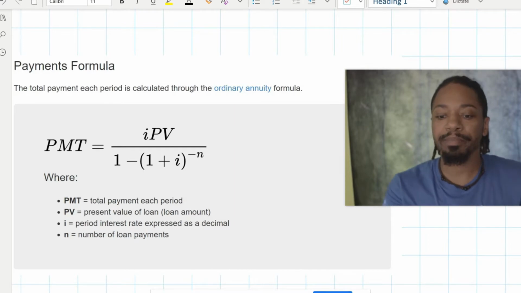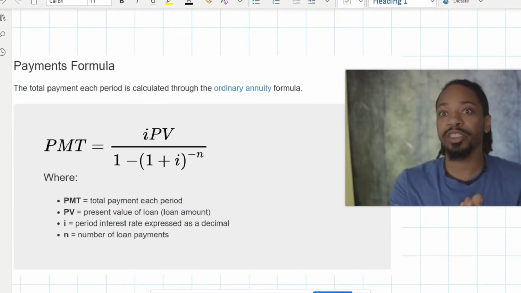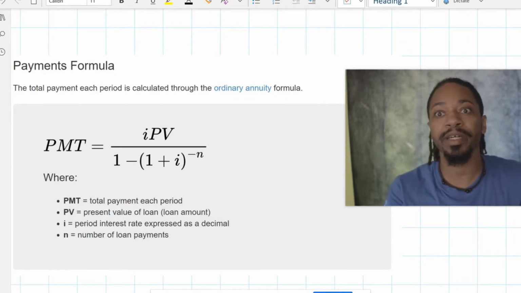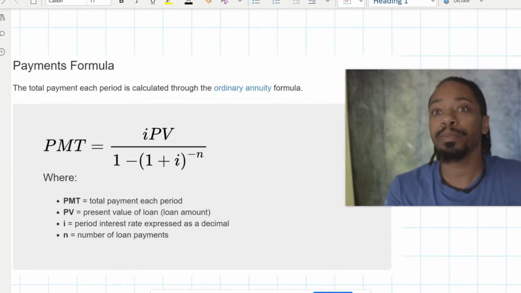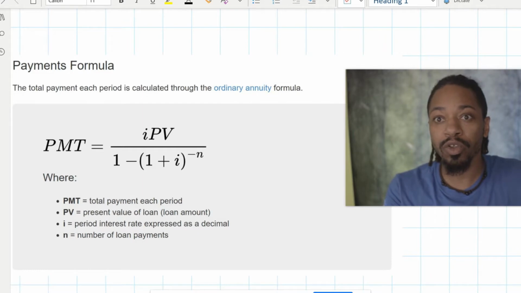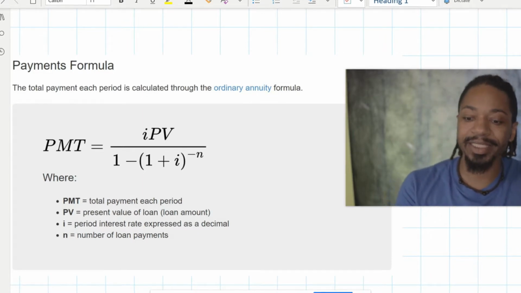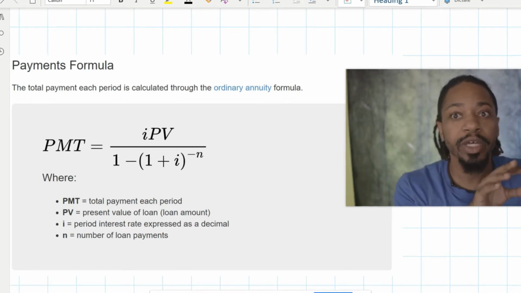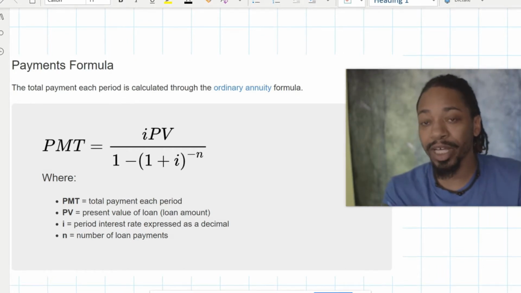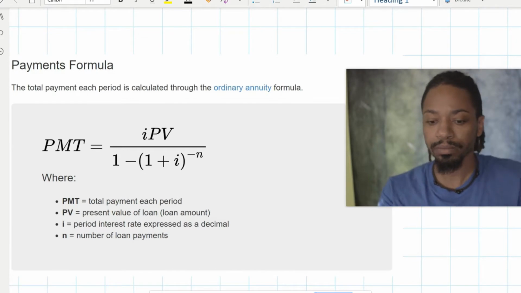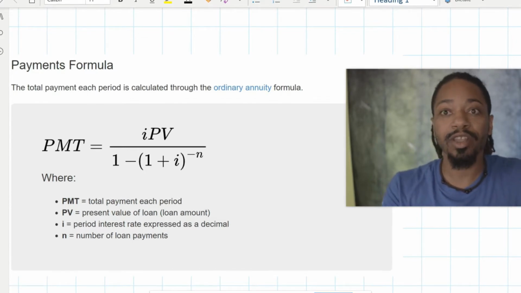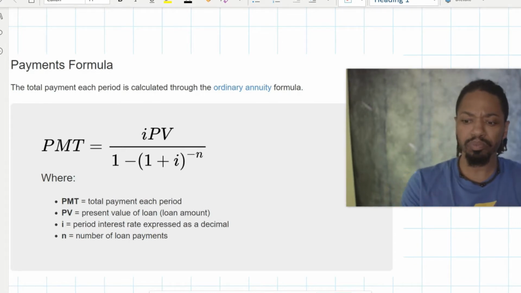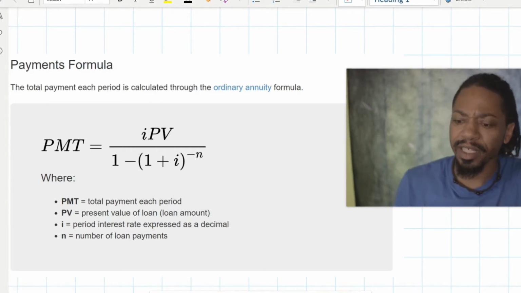PMT represents the payment each period, each month, or each bi-weekly, depending on how often you're paying. But each time period you pay, that's what PMT is. PV is the present value of the loan or the debt. I is the interest rate expressed as a decimal. Usually we see it as a percent. We have to convert from a percent to a decimal. That's a skill that's also taught throughout school. And N is the number of loan payments, how many total payments we're dealing with. So let's look into a specific example.